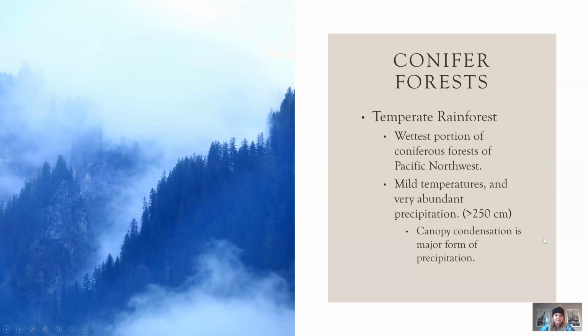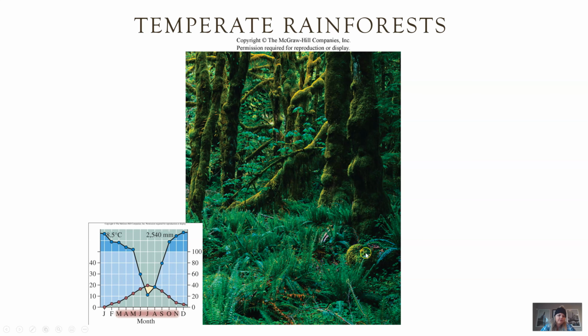All right, looking at conifer forests. This is basically a temperate rainforest where we have the west portion of the coniferous forests of the Pacific Northwest, mild temperatures and very abundant precipitation. The canopy condensation is a major form of precipitation. So in temperate rainforests, you're going to see from about March to November is when most of your wet months are. And then you see a drastic drop in temperature in July.